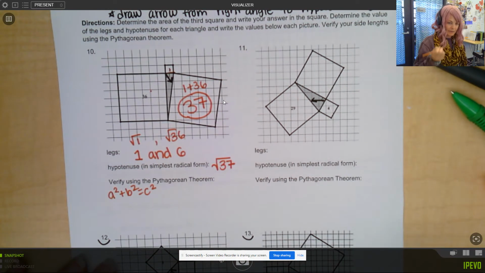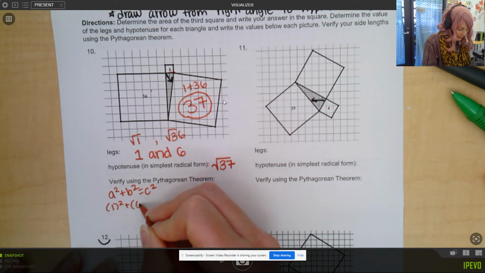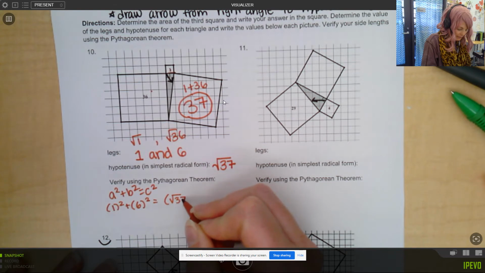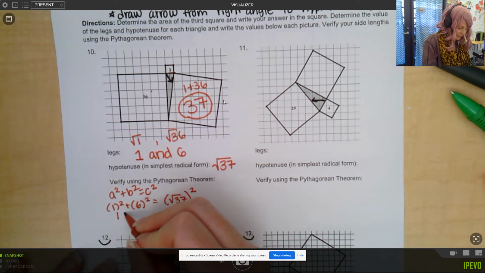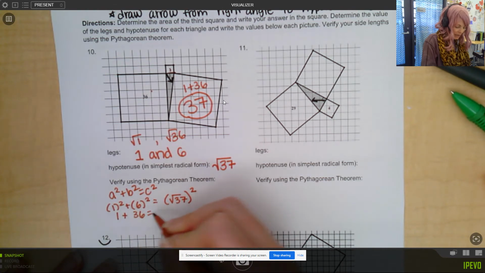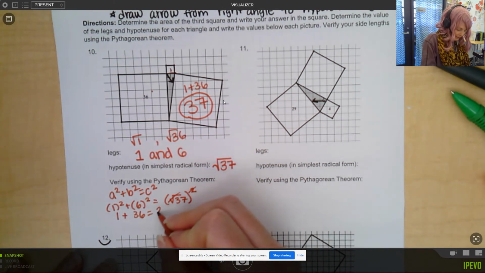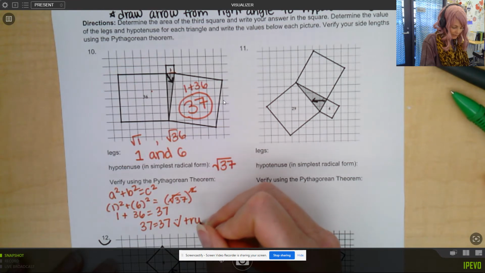From here, substitute in the numbers. So 1 squared plus 6 squared is equal to the square root of 37 being squared. Following order of operations, 1 squared is 1, 6 squared is 36. Square roots and squares are inverse operations, so 37. And yes, 37 is equal to 37. So we're not done until we get a true statement.